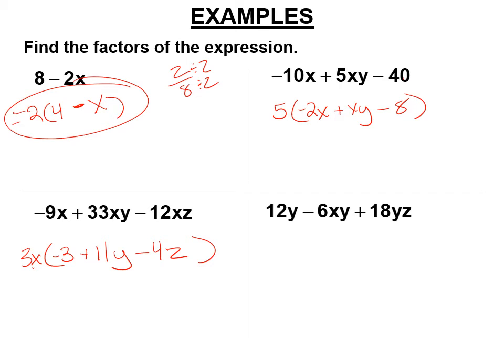Same thing here. Oh, I see a y in all of them, so a y's got to come out. And I think these are all divisible by 6. So 6y times what is 12y? 2. 2 times 6y is 12y. 6y, this is minus x. That's the only thing we don't have, right? 6y times negative x is negative 6xy. 6 times what is 18? 3, and you need a z. 2 minus x plus 3z. You don't need to reorder anything there.